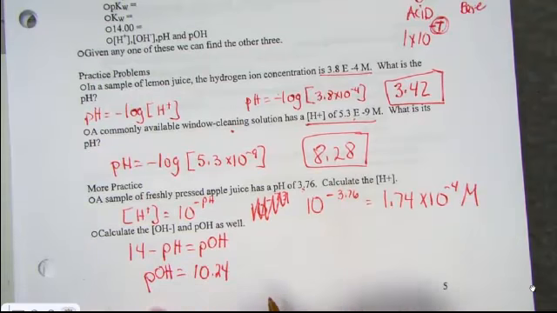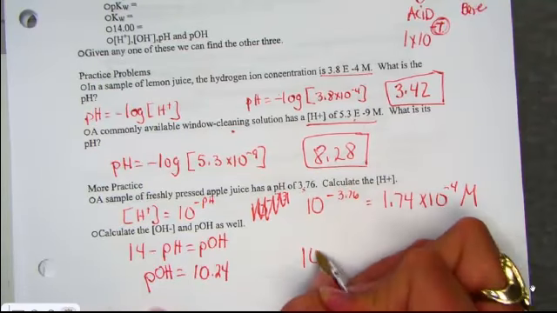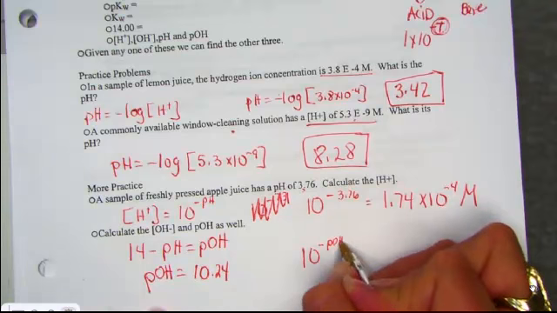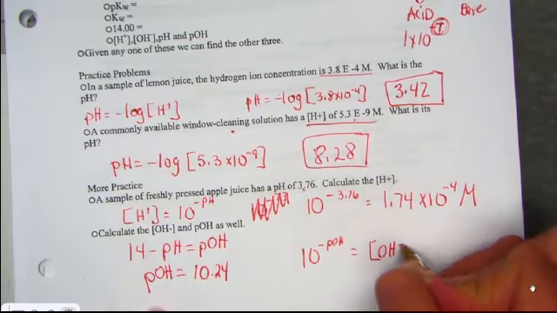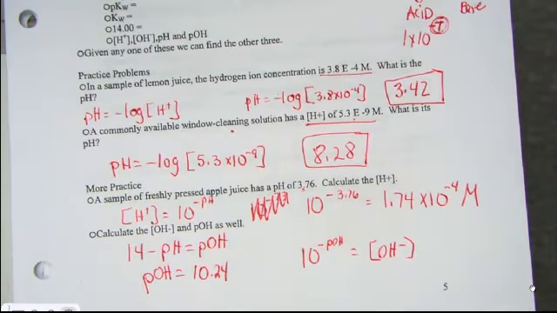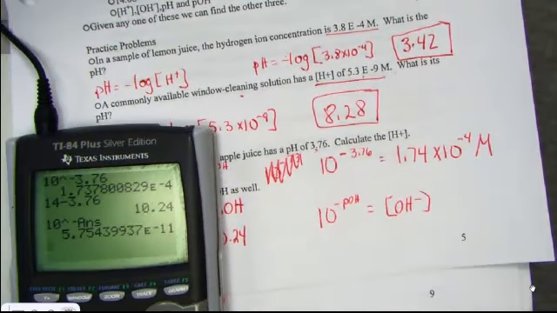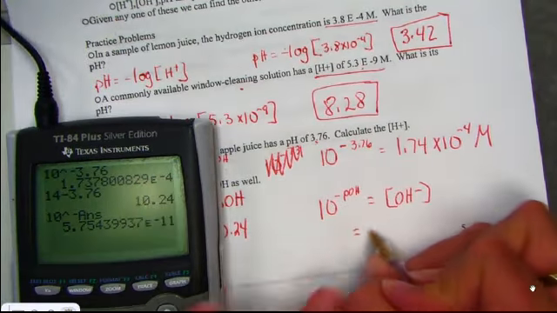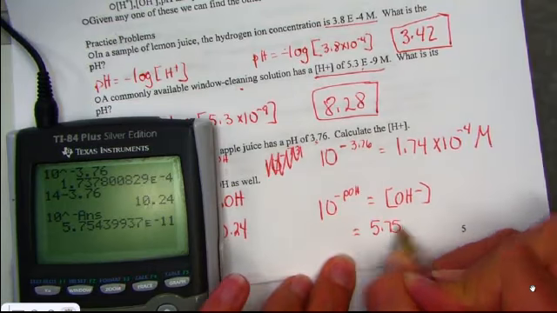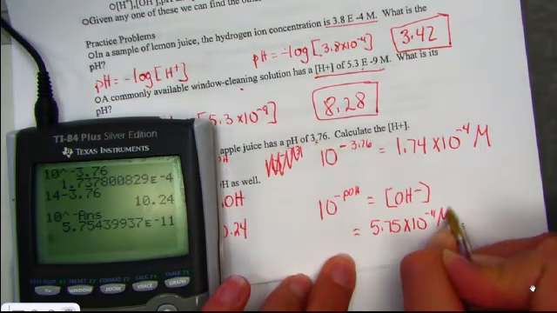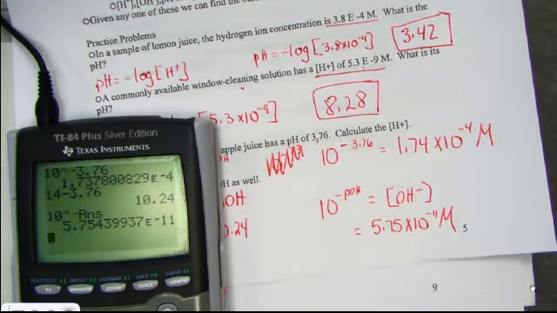Thank you. Alrighty. 10 raised to the negative pOH. We'll find our hydroxide. And Lydia, shall we hit that together and see what we find? Excellent. And that's a big M for molar units.